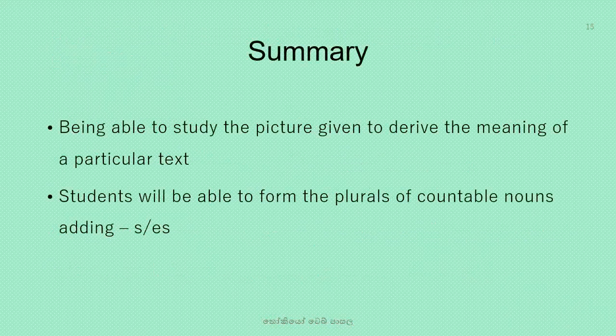So with this, we come to the end of today's lesson. Today we learned to study the picture given and to map it to a particular text, and then we learned about the plurals of countable nouns. So we learned to add s, we learned to add es, and also there were some exceptions as well. So I think you are clear with all these.